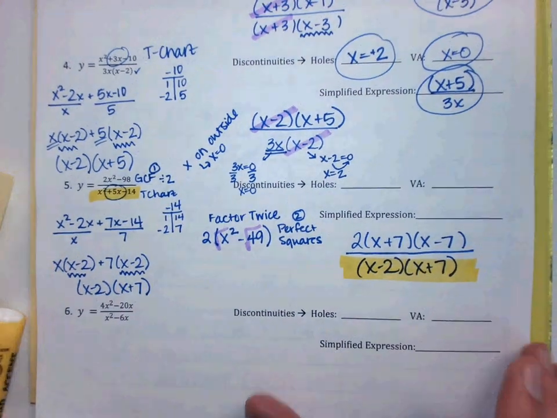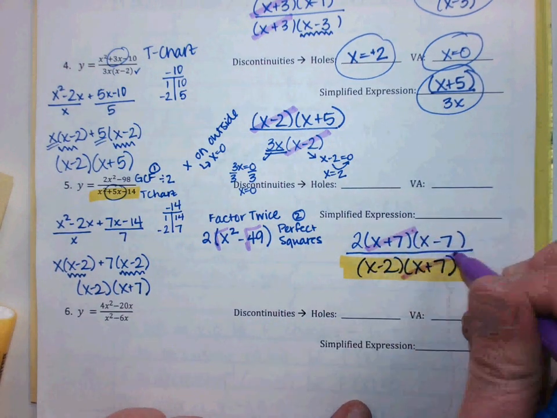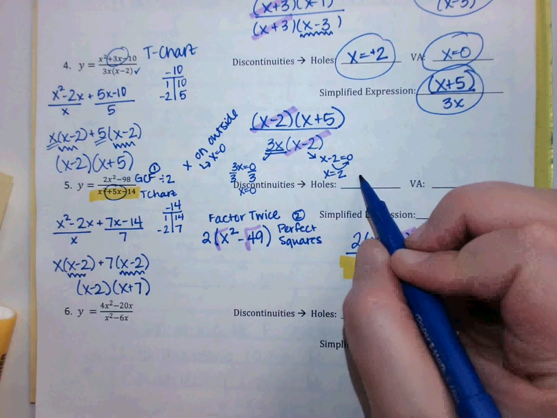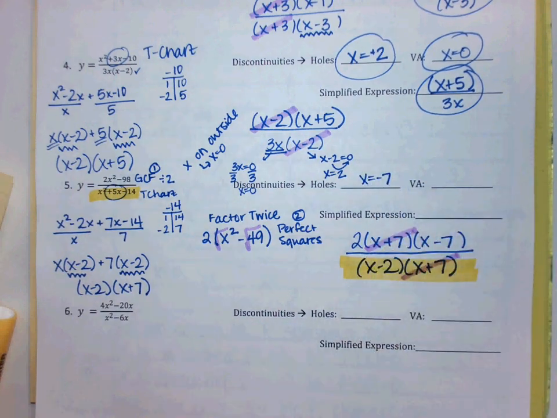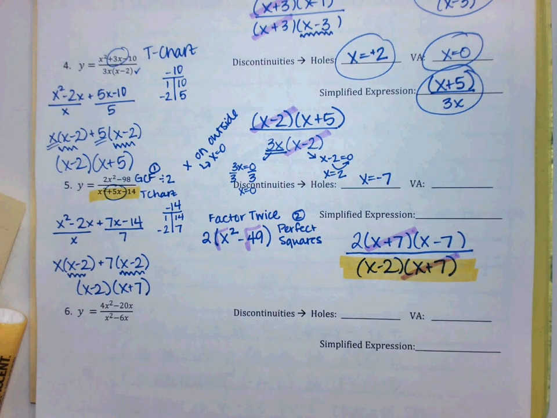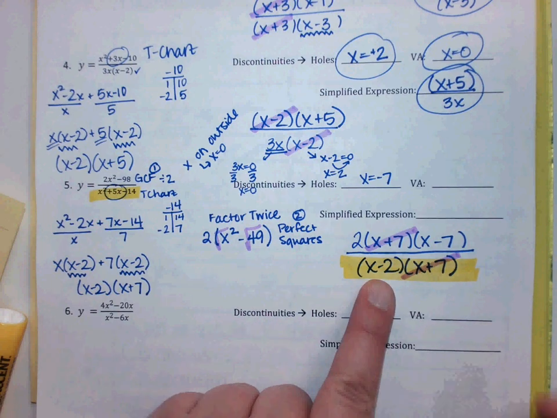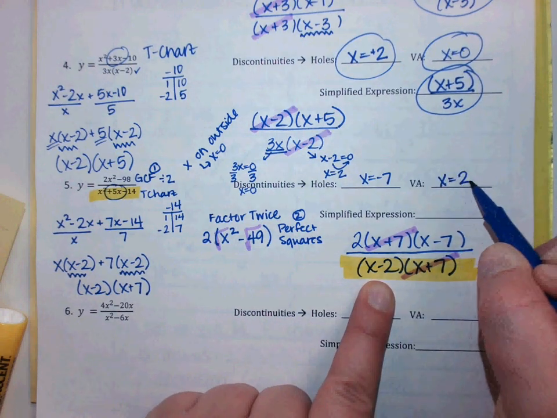Then I'm looking for my common factor. I see I have a plus 7 twice. Cross those guys out, there will be a hole at -7 in the graph, because remember, -7 plus 7 gives me 0 on the bottom. Vertical asymptote, or any x's left over on the bottom, I have an x minus 2 left over. If it's an x minus 2, the vertical asymptote is at +2.